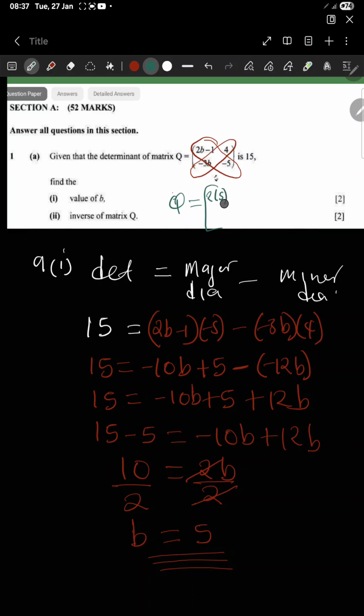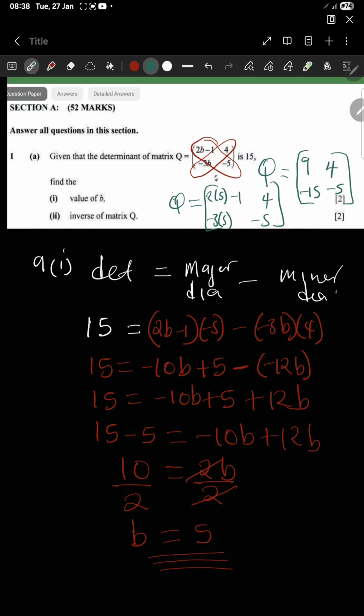So we have 2 times 5 minus 1, then here we have a 4, here you have negative 3 times 5, and then there you have negative 5. So that means our original matrix Q will be equal to 2 times 5, here is a 10, minus 1 is a 9. Then here we have a 4, here you have negative 3 times 5, we get a negative 15, then here we have a negative 5 there. So this is our matrix Q without the B.